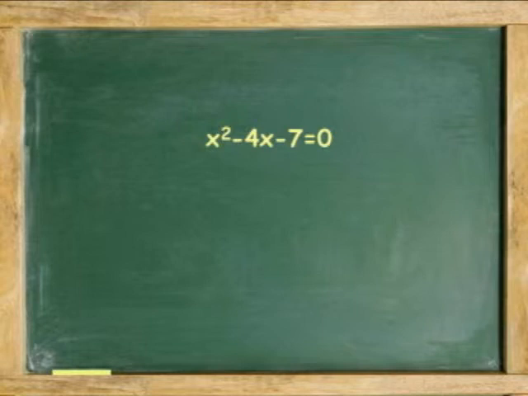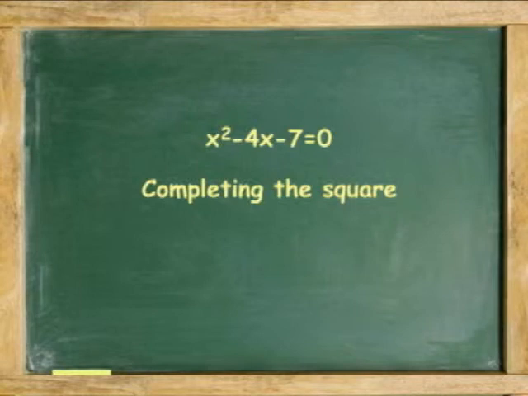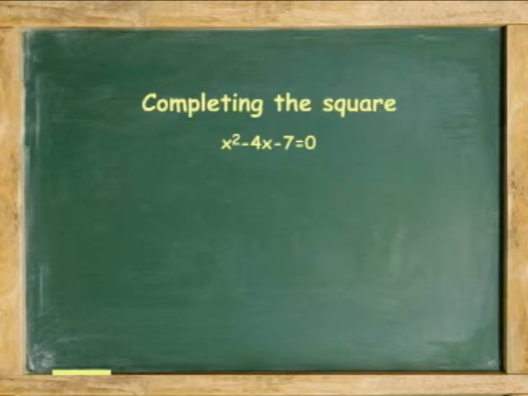To solve this quadratic, we turn to a process called completing the square, which involves making a perfect trinomial square out of the left side of the equation. Step 1. Move negative 7 to the right side of the equation, leaving an empty space where the negative 7 was. Step 2. Take 1/2 of the middle term, negative 4, and square it. Complete the trinomial square with this number by placing it into the empty space.